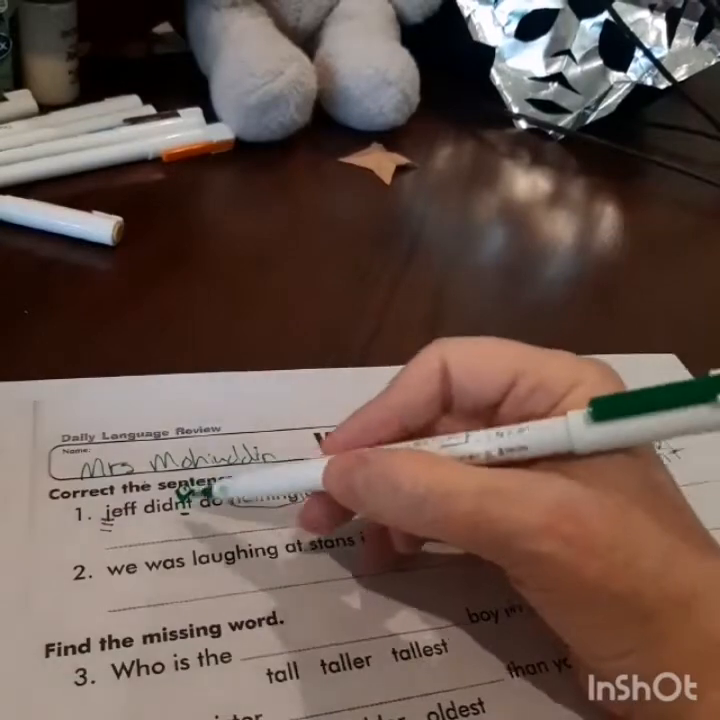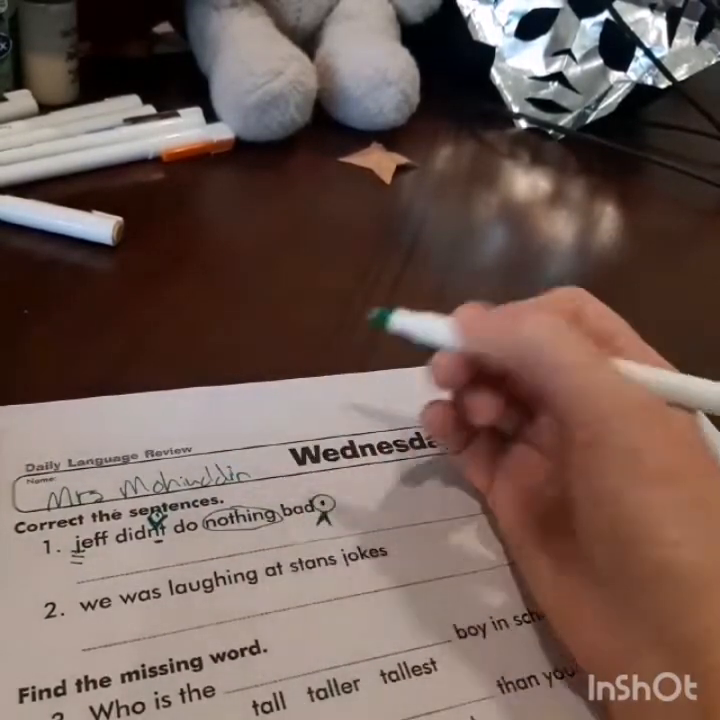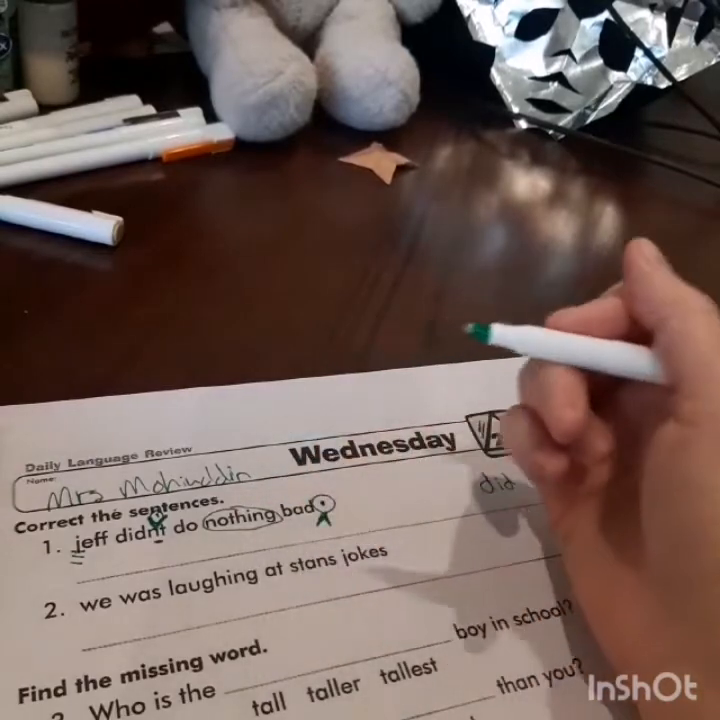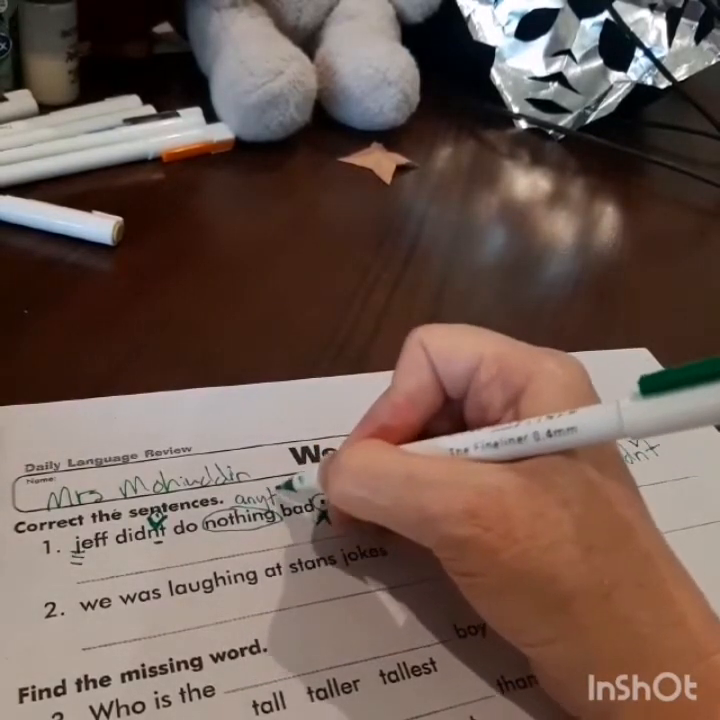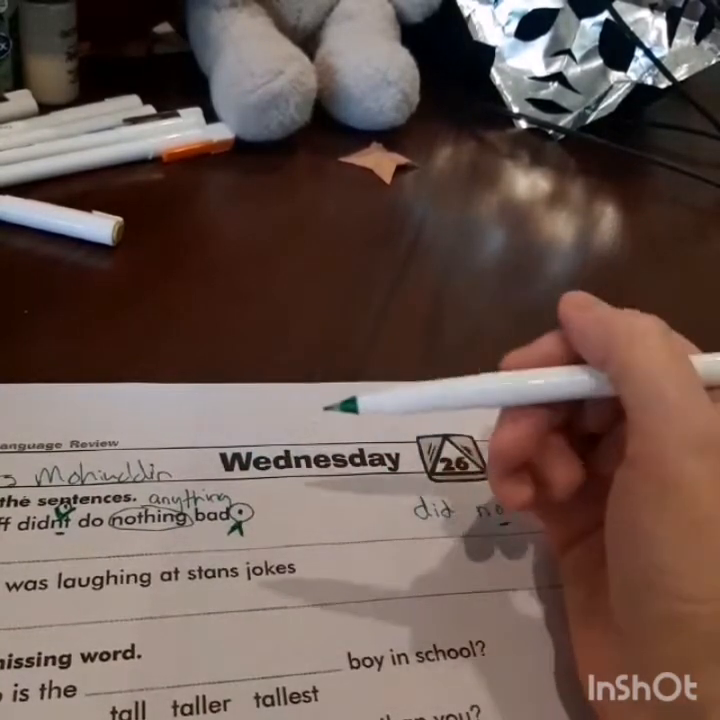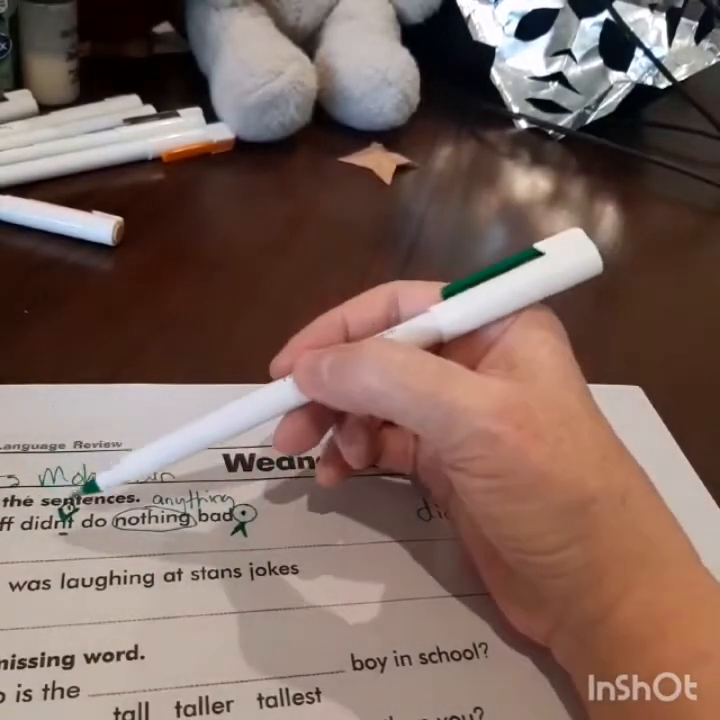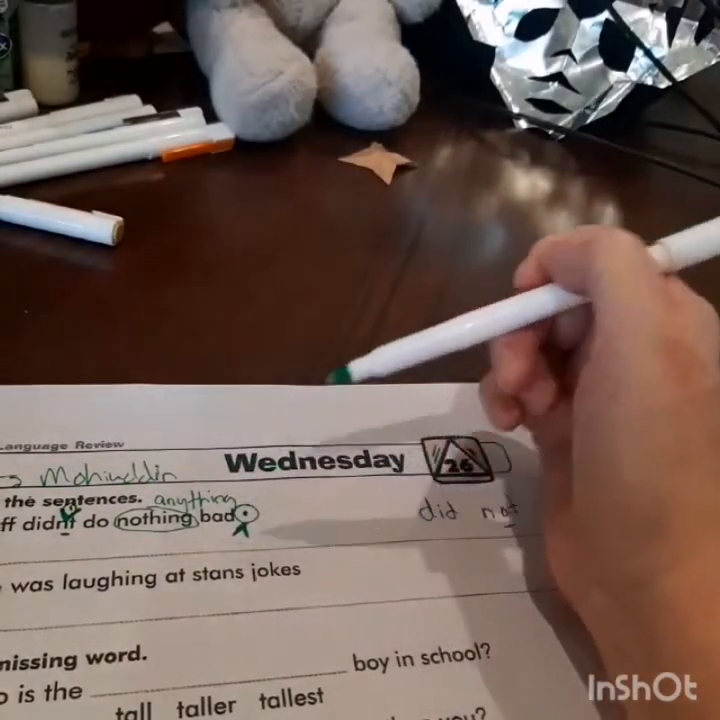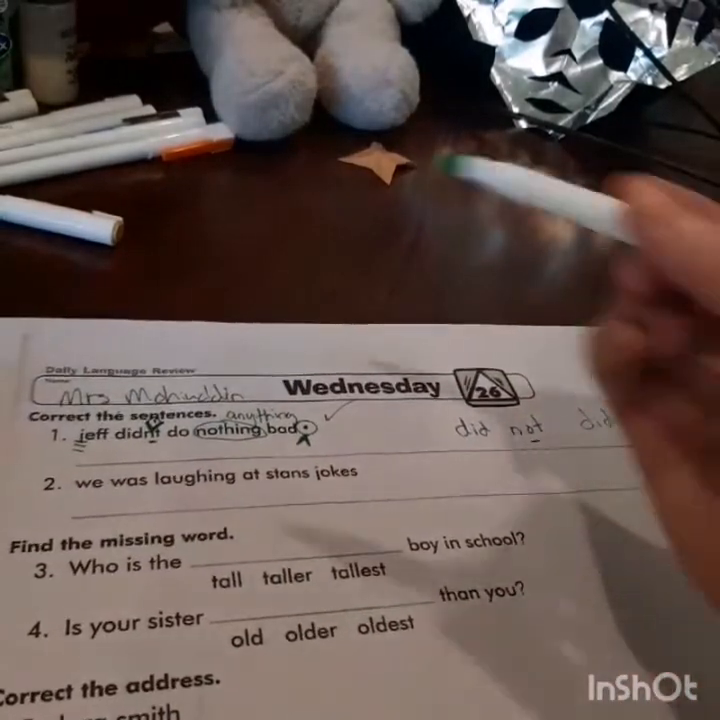Okay, so you've got two negatives. You should not have double negatives in a sentence. It's hard to read it, and then it's confusing. Okay, so we're going to write anything. Anything is a good word. That is sort of like nothing, anything, okay? It describes. Okay, Jeff didn't do anything bad. That's much, much better, okay? Let's look at the next one.